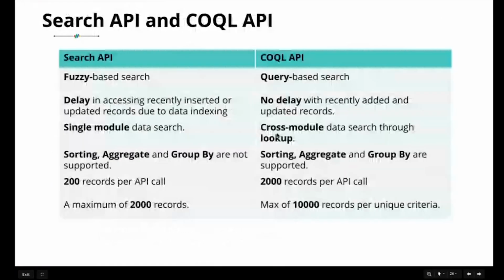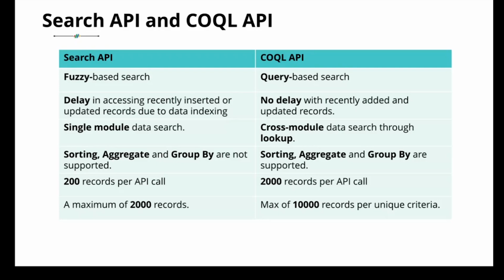So this is a comparison between Search API and COQL API. Search API is nothing but a fuzzy-based search. By fuzzy-based search, we mean that let's say there is something called Will Smith in one of the last name or full name fields. If your search term includes Will, it will still give you the record that has Will Smith. And if your search term has Smith, it will still give you the record that has Will Smith. So this is a fuzzy-based search, whereas COQL API is a direct query-based search. Only when the conditions are met, it will give you the list of matching records.